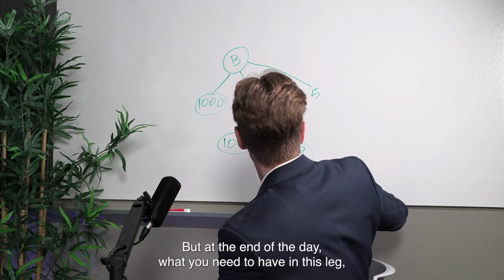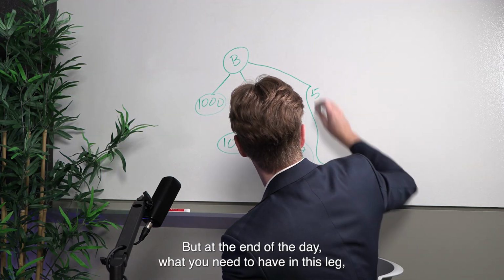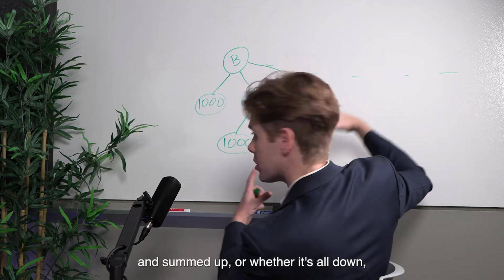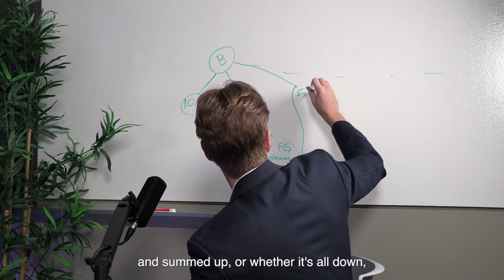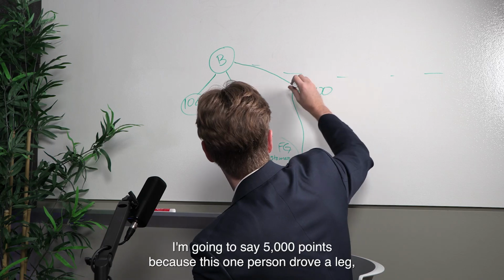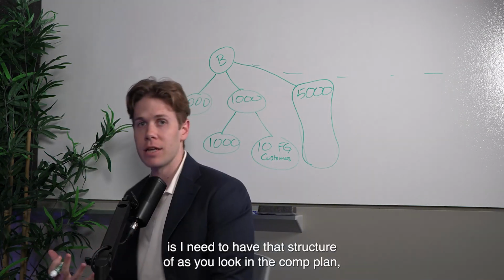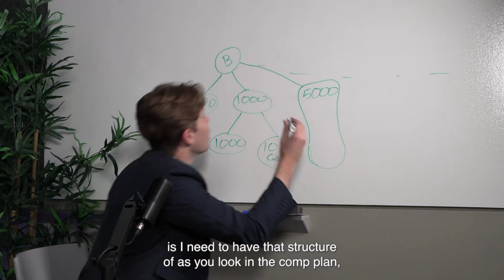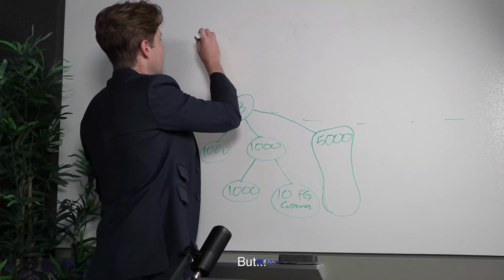And so all of these different things can play out. But at the end of the day, what you need to have in this leg, whether it's spread out over a whole bunch and summed up, or whether it's all down, 5,000 points because this one person drove a leg, is that structure, as you look in the comp plan. And I'm just going to stand up now, but, wow.